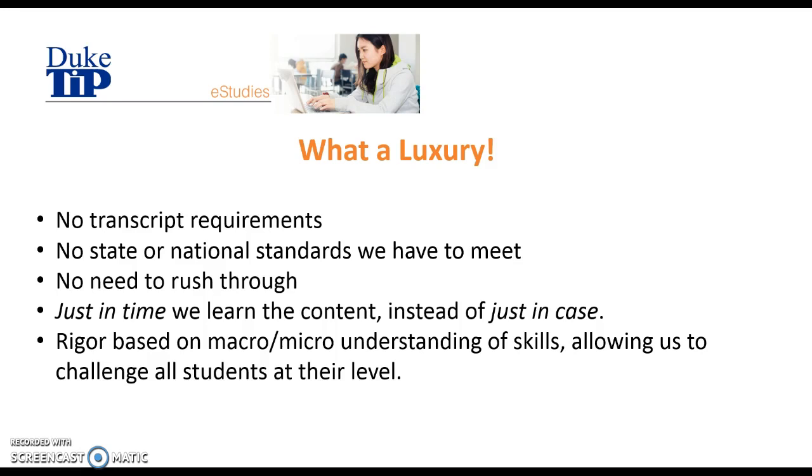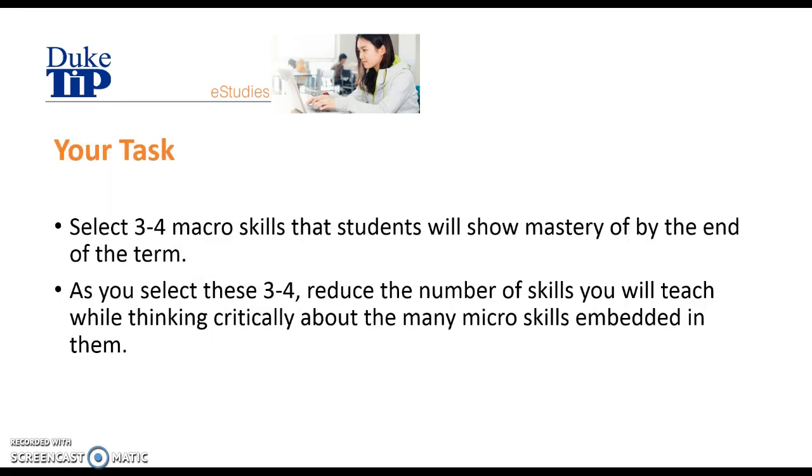So do you notice here we're not talking at all about content objectives? We're only talking about what students will be able to do by the end of the course, not all the stuff they will know. So rigor really will come from you getting clear at this moment the macro-micro relationship of your skills so that you can challenge all of our students at varying levels.